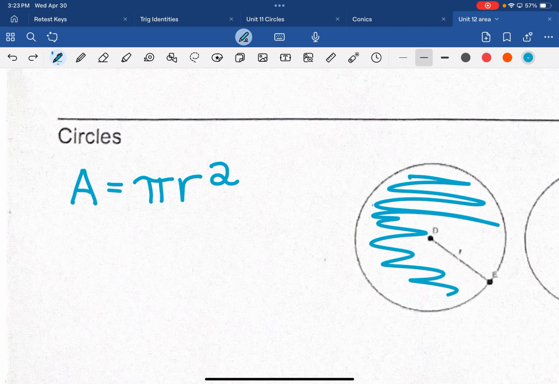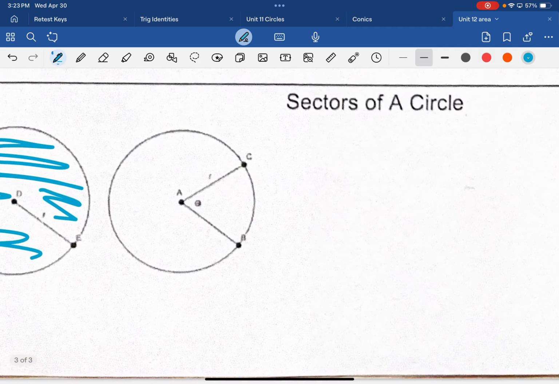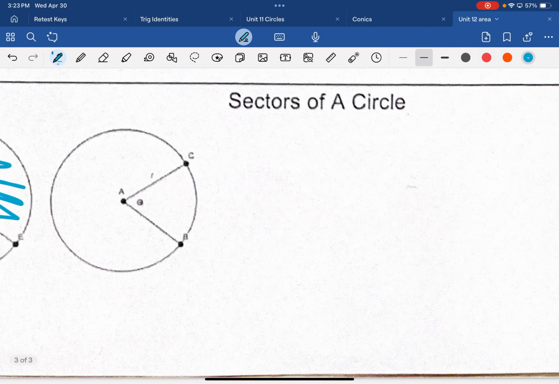If I was going around the circle, what would I find? Circumference. So we have circumference, we have area, but instead of doing 2 times pi, we're taking the radius and squaring it. It's different. Okay, so then we got to do sector of a circle. A sector of the circle is not the whole circle. It's just a piece of the circle.